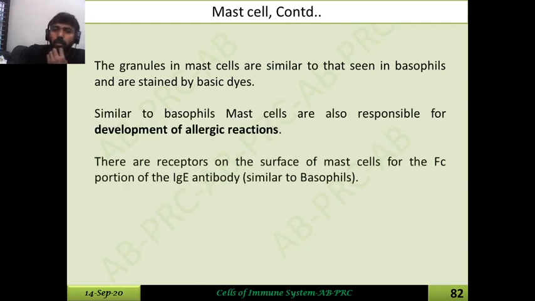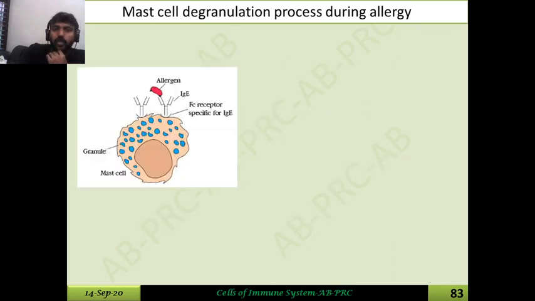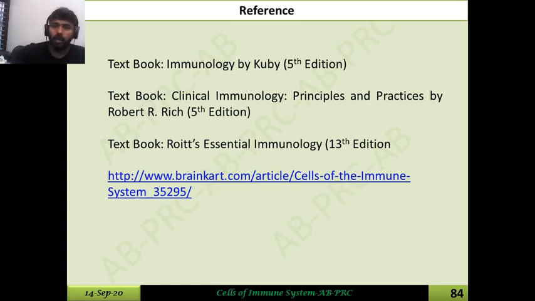They also induce allergic responses, just like basophils do. There is an Fc portion receptor for IgE, and cross-linking leads to degranulation and allergic responses. Okay, so the same image is given here also, the same mechanism, right? So by that we wind up this part of the presentation. Here you can see these are the references. Usually you can go for the Kuby Immunology textbook and also the textbook of Clinical Immunology by Robert R. Rich, and also Roitt's Essential Immunology, and these are some net references.